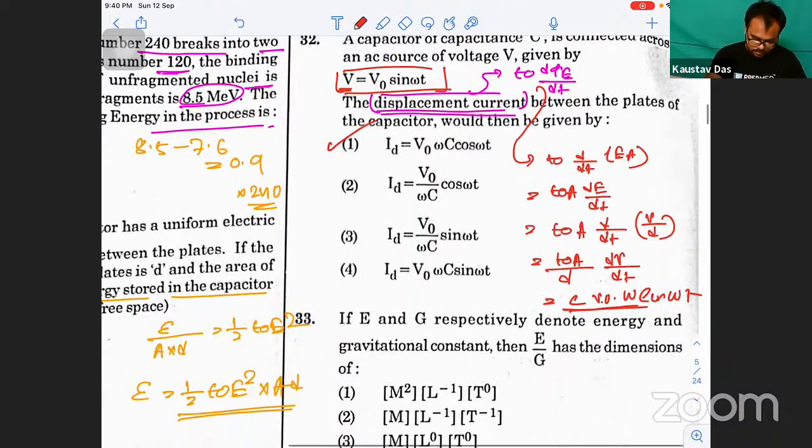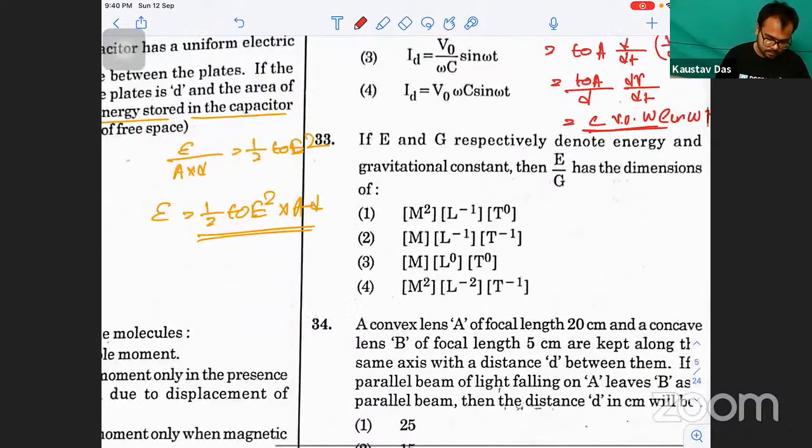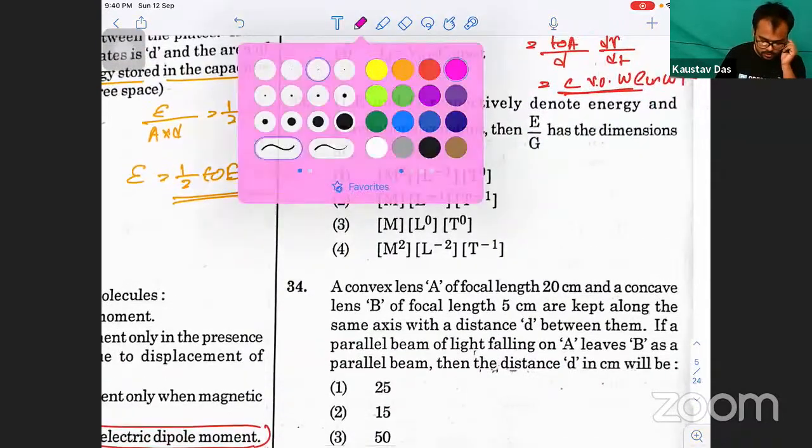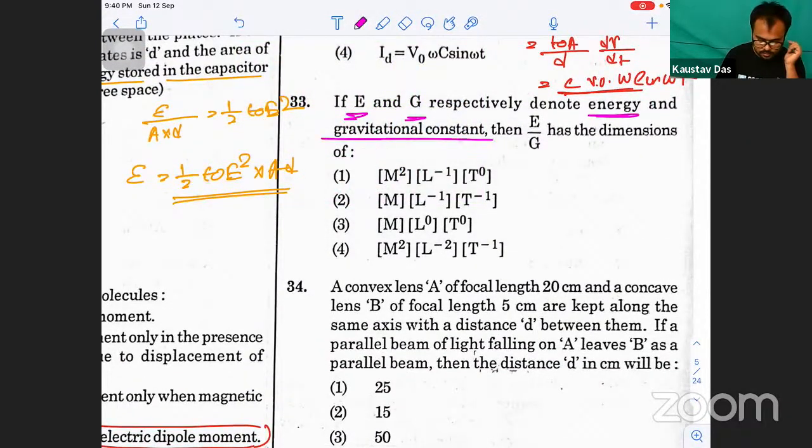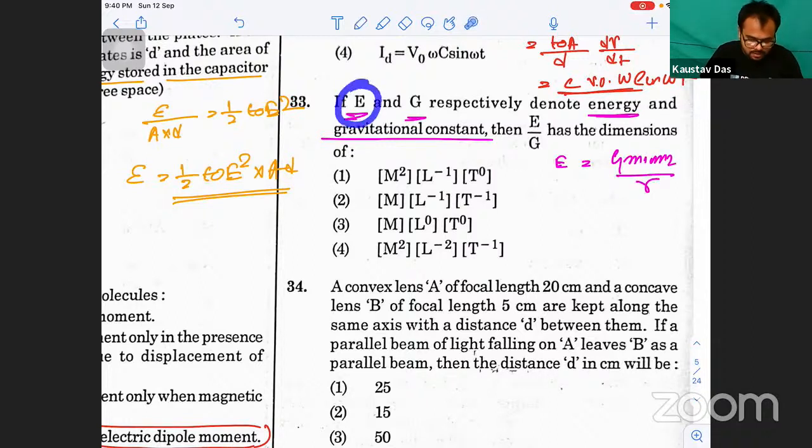Let us come to question number 33. This type of question we have done several times, dimension related questions. E and G respectively denote the energy and the gravitational constant. Like total energy, how we express in the gravitation chapter, this is G m1 into m2 divided by R. If you individually find the dimensions of energy and gravitational constant, you are simply going to waste your time. Obviously, this question is really tricky. If you write down E's dimension and G's dimension separately, and if you cannot remember the dimension of G, you have to derive it again, and it is going to be a wastage of time for you.